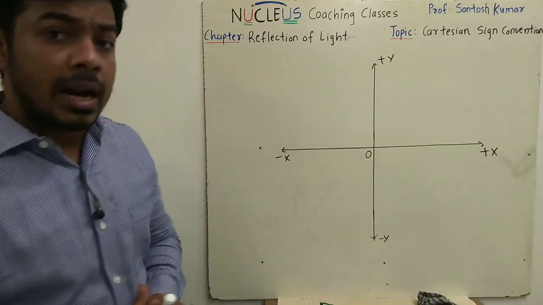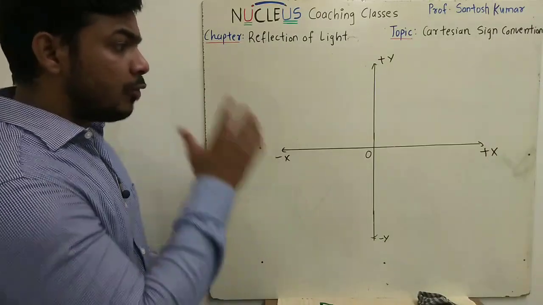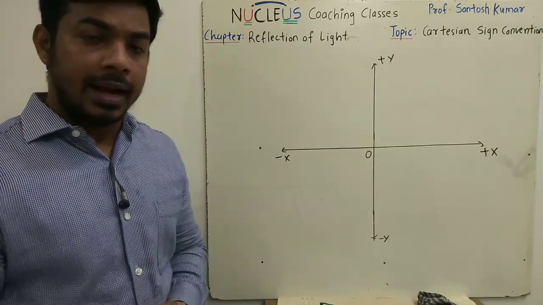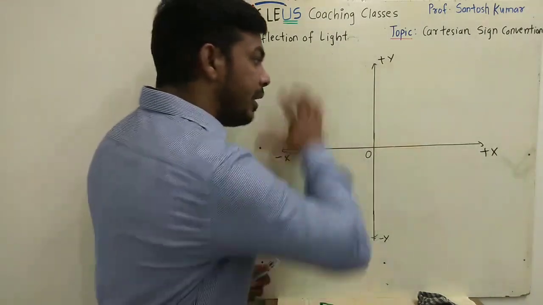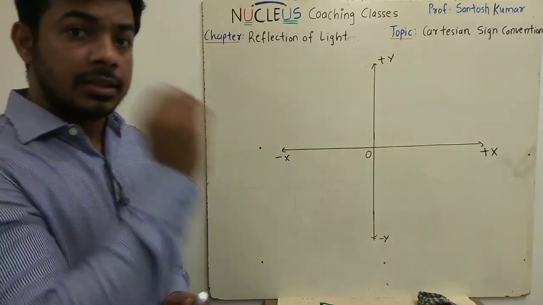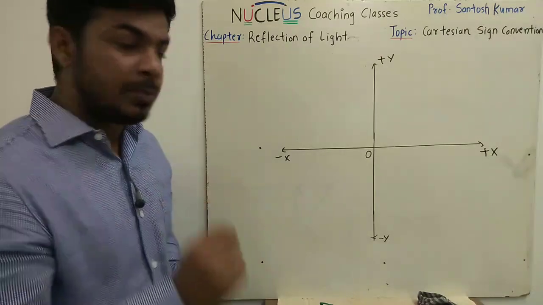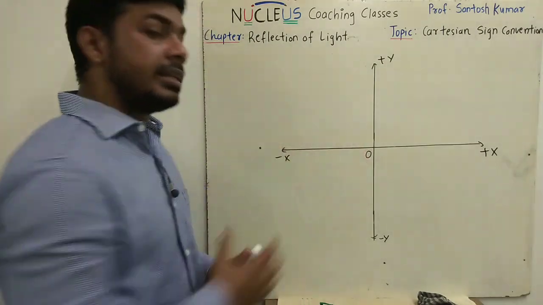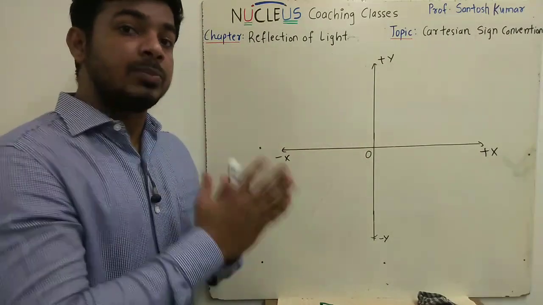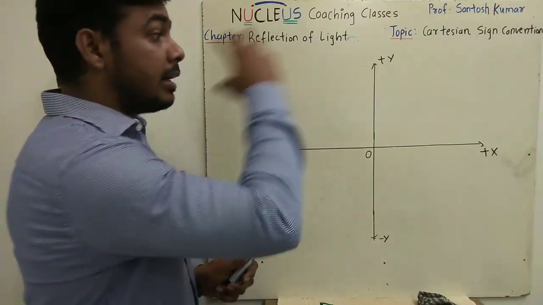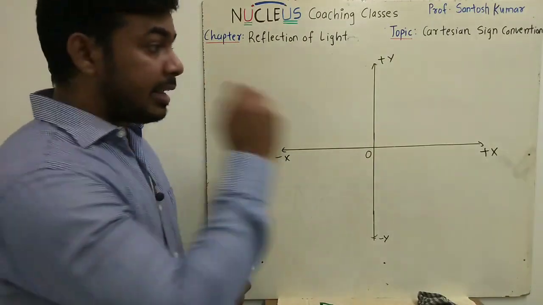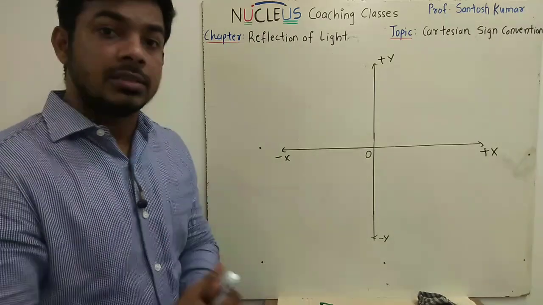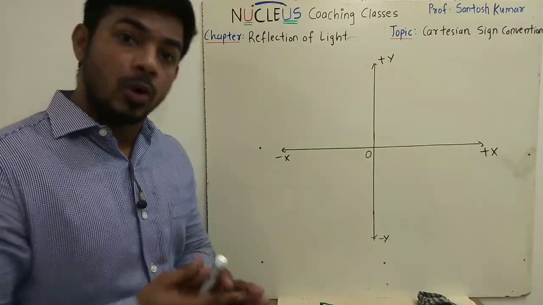If I talk about Cartesian coordinates, it consists of x and y axes which coincide at the origin. If I consider any point in the coordinate axis, the distance of that point is always measured with respect to origin. That means origin is considered as a reference point. So remember, in Cartesian coordinates having x and y axes, origin is called a reference point. Every distance is measured with respect to origin.